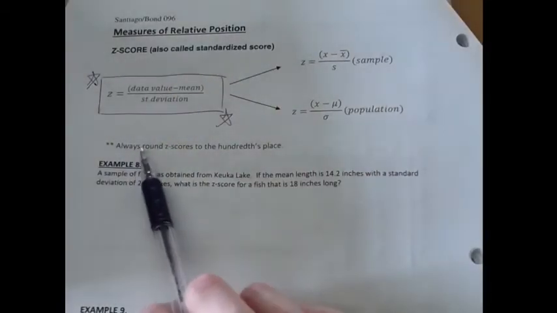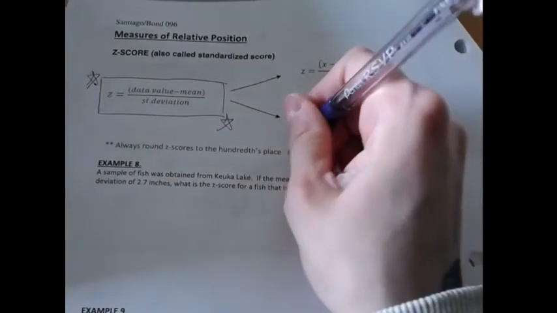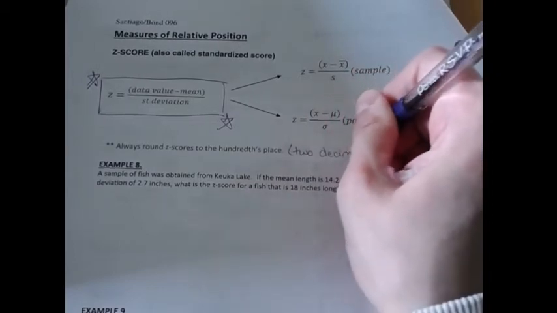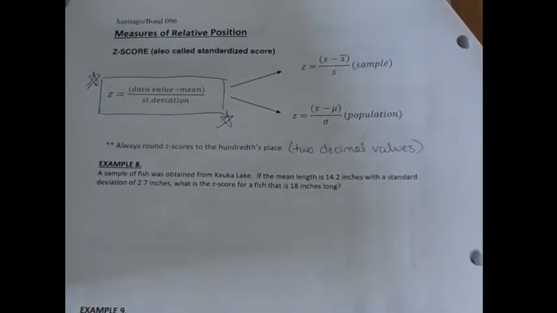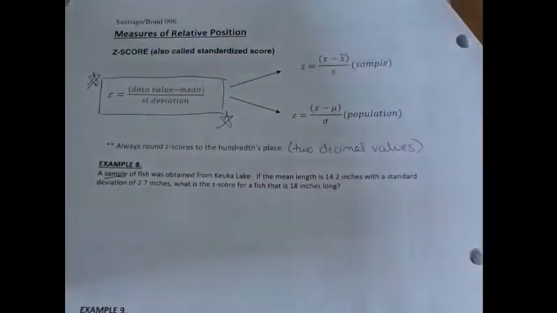Note here, you should always round your z-scores to the hundredths place. So 2 decimal values, to the nearest hundredths place. Okay, let's try a problem and see how this works. A sample of fish was obtained from Keuka Lake.